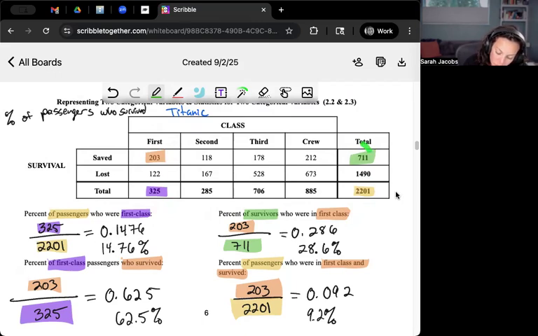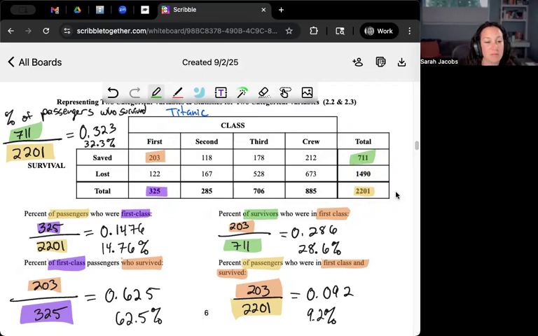So the percent of passengers who survived, that's going to be our 711 over our total. Okay, so 711, that's the number of passengers who survived out of the total number of passengers. And that is about 32%. All right, so just good thing to have in our back pocket.